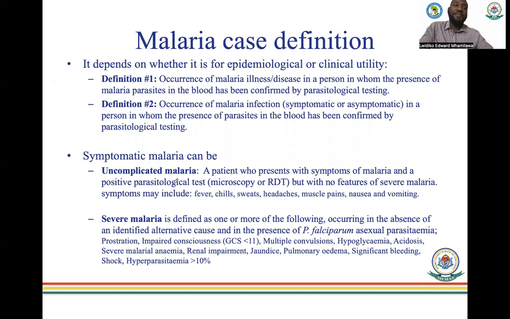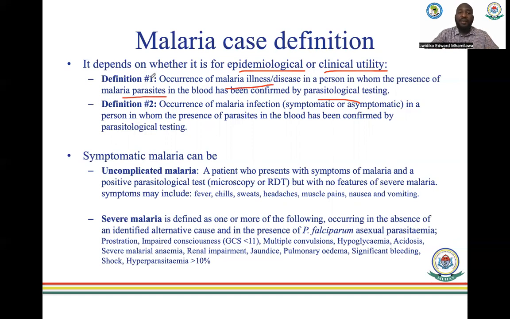So when it comes to the case definition of malaria, there are 2 aspects I want to bring to your attention right now: whether it is an epidemiological case definition or a clinical case definition. Are you looking at it from a clinical utility or from an epidemiological utility? From a clinical utility, this means an occurrence of malaria illness in a person whose malaria parasite presence has been confirmed by parasitological testing. So this is a symptomatic person who has illness or the disease. This is where you could define a malaria case, but it has to be confirmed by parasitological testing.